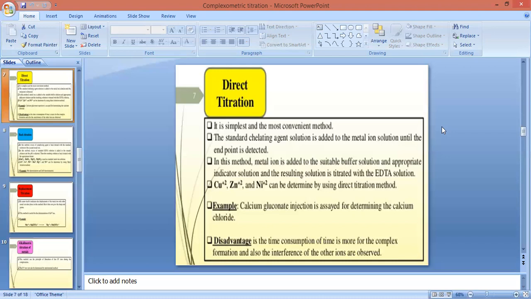When we add the standard solution of complexing agent from the burette to the contents in the conical flask, a complex forms between the metal ion and the complexing agent, and a color change of the solution takes place. At that moment, we will stop the addition of the complexing agent, and the endpoint can be determined. But this process is very lengthy. Since it does not involve any extra reagent, the time required for the metal ion to react with the complexing agent will be more. Therefore, more standard solution will be consumed by the metal ion. So this is the disadvantage of the direct method of titration.